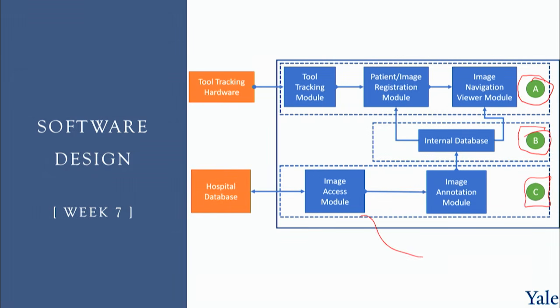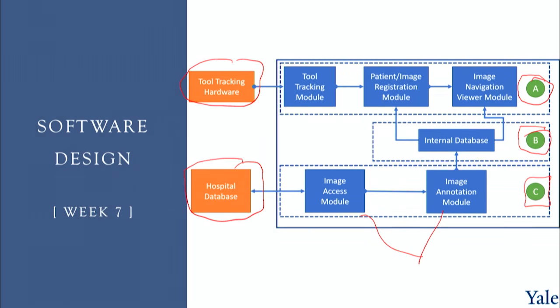The boxes in blue are the modules. They are the big functional components of the software. And the outside world here is represented by the hospital database and the tool tracking. What you're seeing in these lines is how these modules will communicate, what talks to the outside world, and what the piece of software looks like.